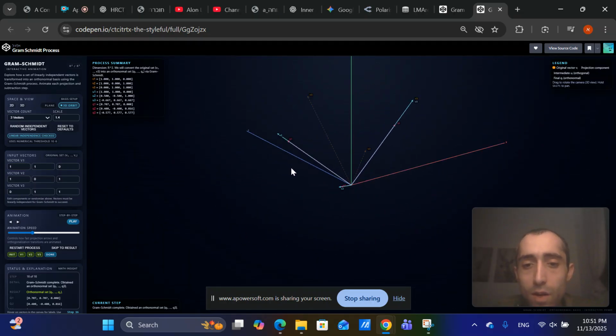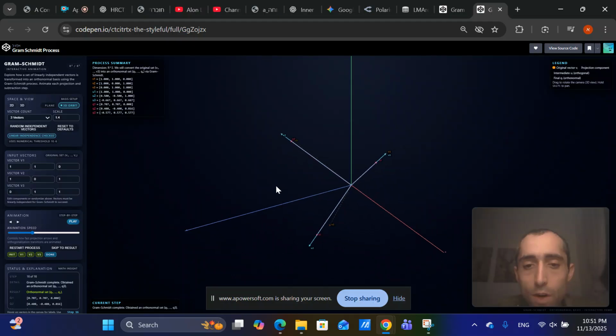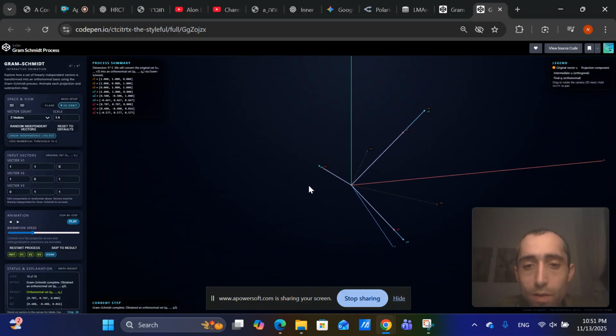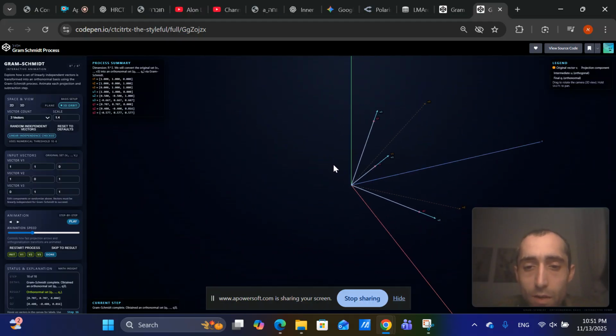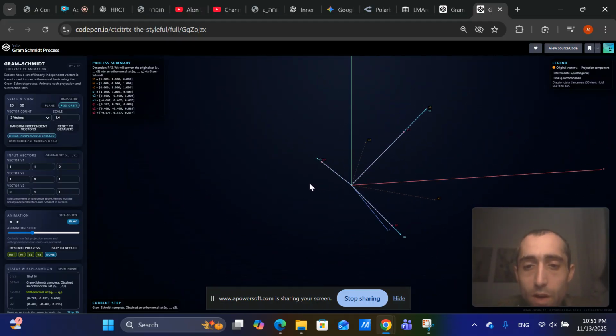It converts a linearly independent set of vectors into an orthogonal set, and in this case we also normalize the vectors. This is the idea of the Gram-Schmidt process, and this is how it is done. I didn't show you the formula, but this is the core idea, the theorem behind it.